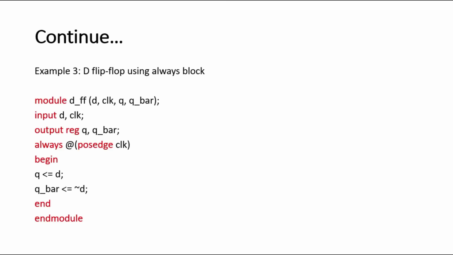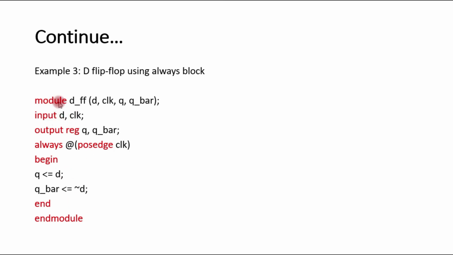D flip-flop is designed using always block. In D flip-flop, there is one input D, one clock signal CLK, and two outputs Q and QR are required. And we are assuming that when clock is at positive edge, then output Q is equal to input D. The Verilog program for the D flip-flop is given here.